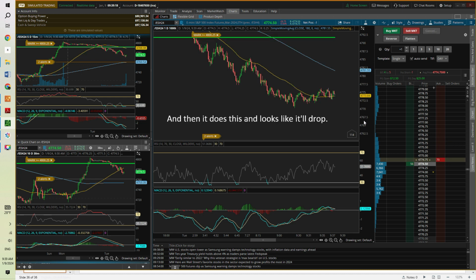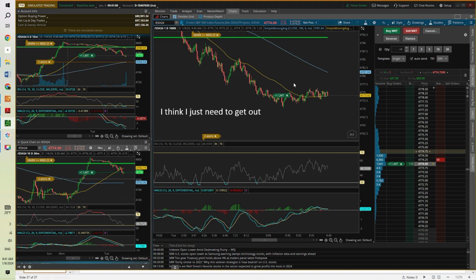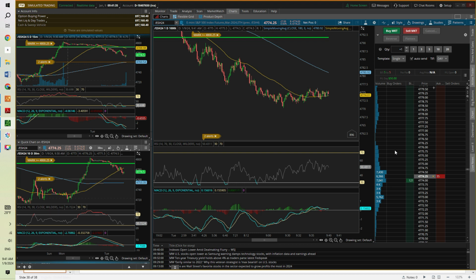So we're just kind of going flat right here. Now these lines right here on the short term look like they could go up. I was starting to get a little bit worried, so I decided to just get out. That was a good call.